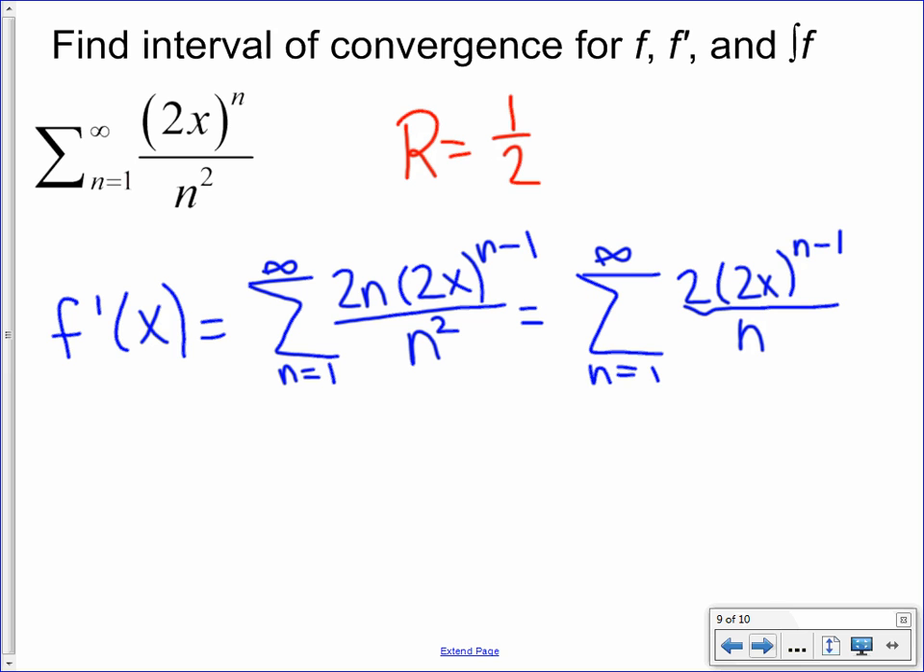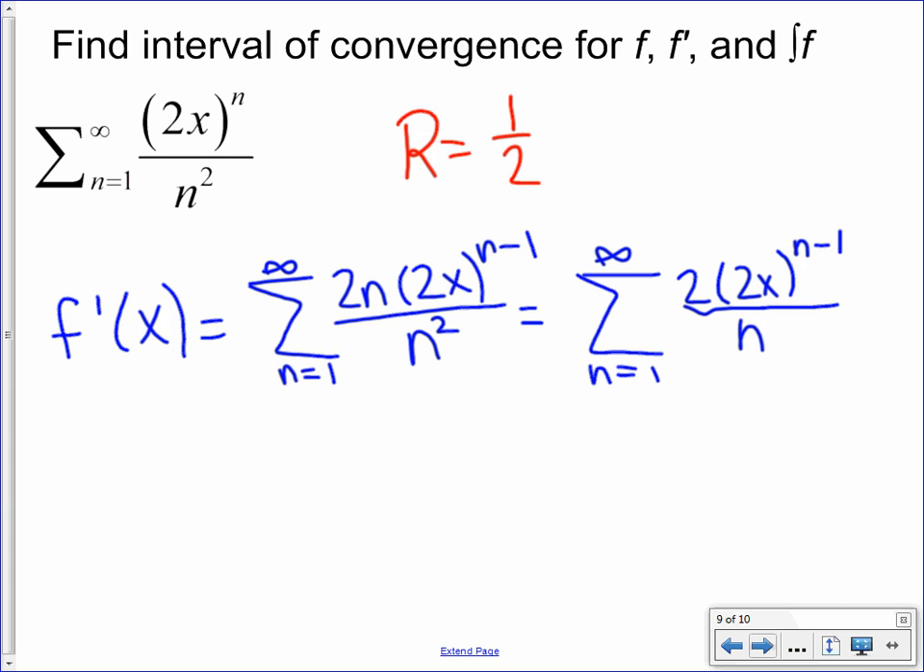Do you want to go through that? It's still centered at 0 though. It's still centered at 0. It still has a radius of 1/2. It's just going to affect the endpoints and whether they converge or not. The derivative will always be centered at 0. Your derivative will always be centered at the same place. Oh, okay, yeah.